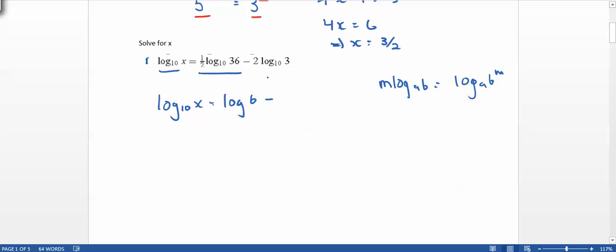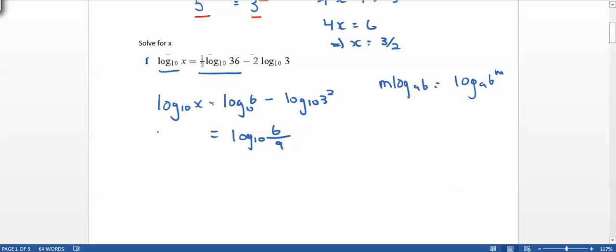Minus, let's apply that rule again, log base 10 of 3 squared. So let's leave the left-hand side as it is. Log base 10 of 6, can't forget the base 10, take away log base 10 of 3 squared. Using your log laws, that's going to be log base 10 of 6 over 9.